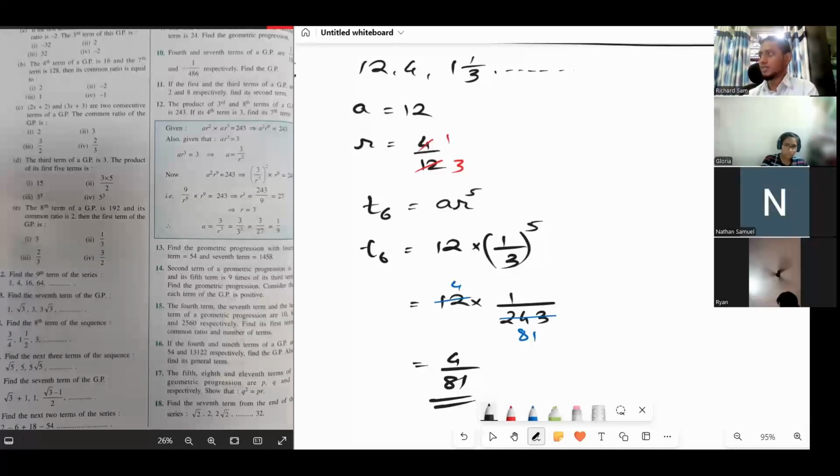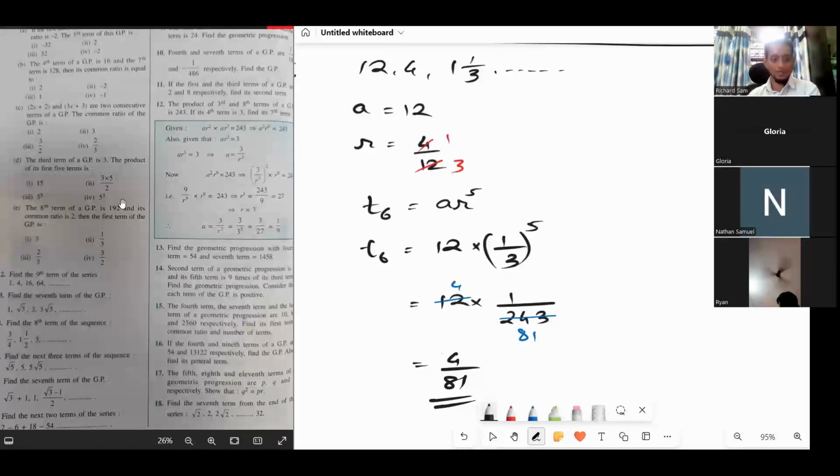Finished, no? Huh? It's a proper fraction. How can you convert proper fraction to mixed fraction? Only improper fraction can be written as mixed fraction. Improper fraction means where the numerator is greater than the denominator. Those fractions can be converted into mixed fraction. This is your answer, 4 upon 81.